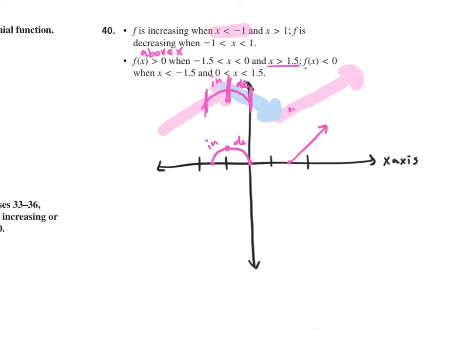Now, x is less than 0, so this is below the x-axis. When x is less than -1.5, we're below. We need to follow this direction, so we keep that same shape there. And then it is also below from 0 to 1.5. From here to here, we need to go decreasing until 1 and then increasing. So we're decreasing until 1, then we change to increasing. So this is our graph.